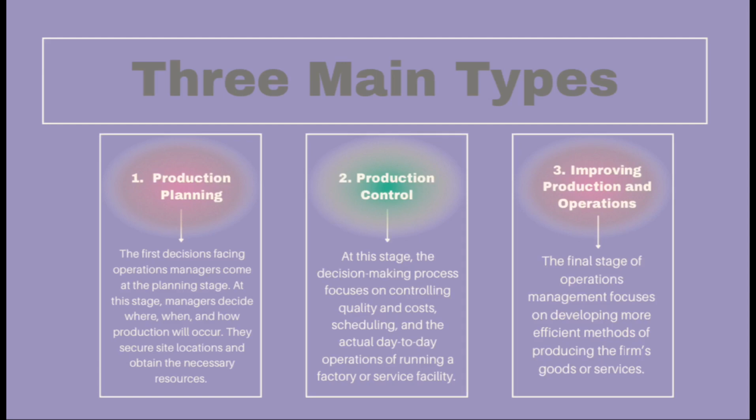Number 2. Production control. At this stage, the decision-making process focuses on controlling quality and cost, scheduling, and the actual day-to-day operation of running a factory or service facility.